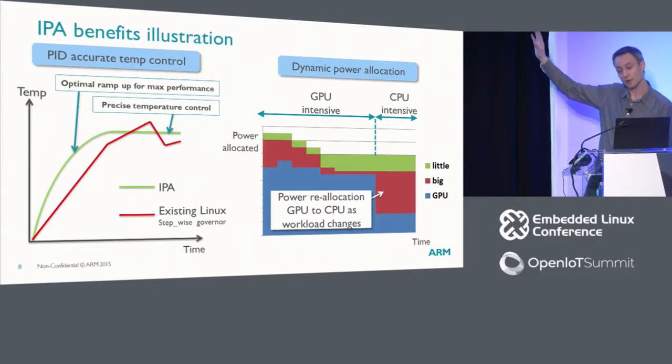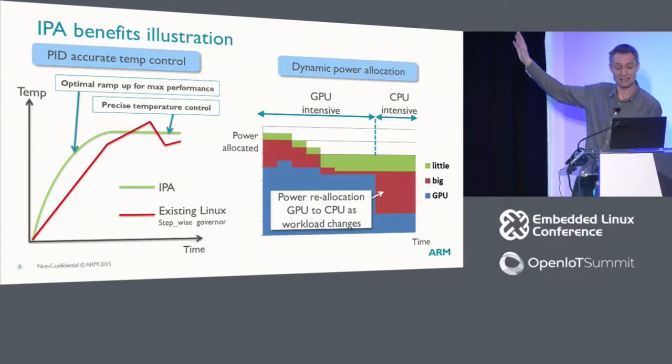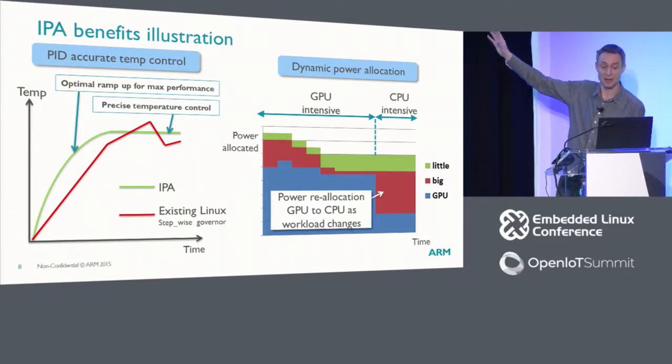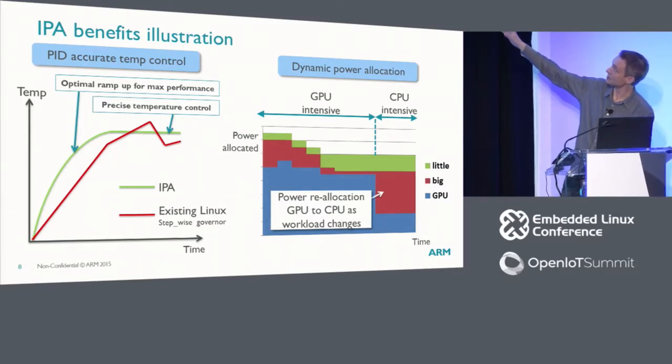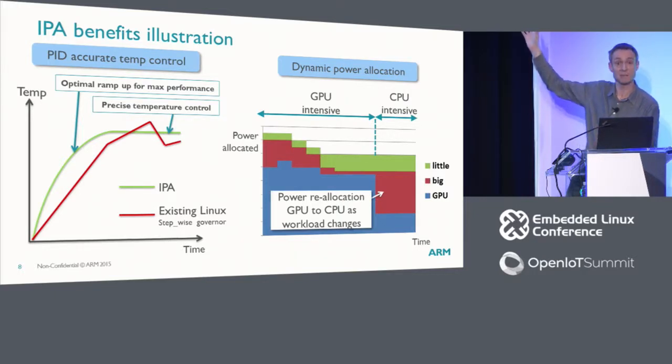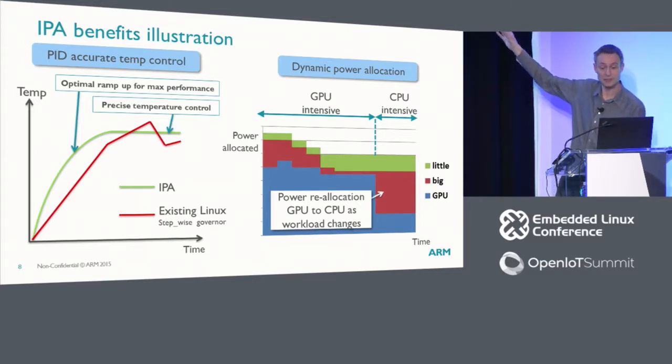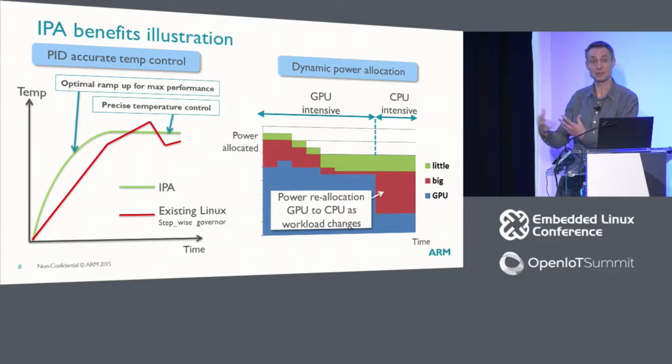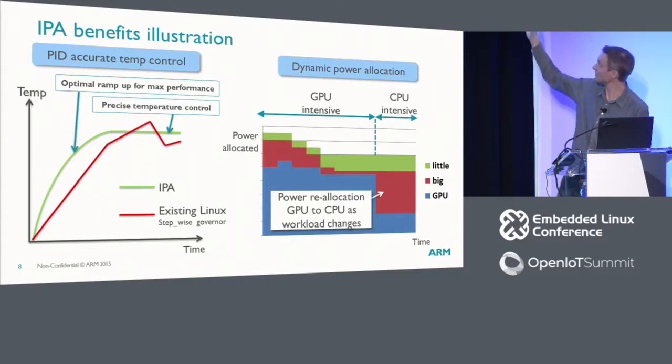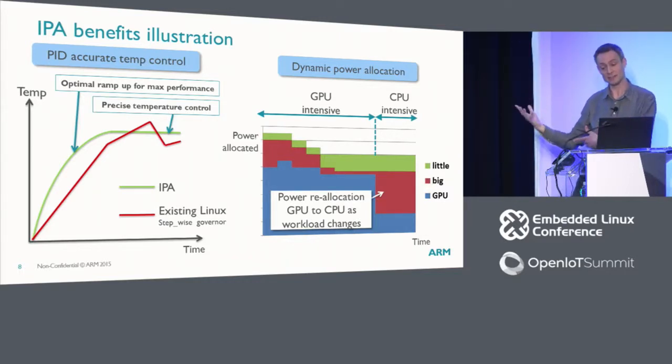On the right, we're showing how the power allocated changes as the device heats up. So you can see on the left, there's a lot of power to the GPU. That's the blue blocks, and less power to the CPUs because we're running a GPU-intensive workload. Then when the workload changes to a CPU-intensive workload, IPA will detect that through CPU freq and devfreq and the graphics driver, and will reallocate the power to the CPUs and put the GPU at a lower operating point.